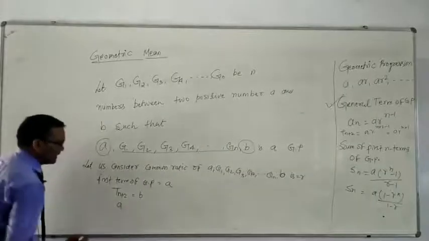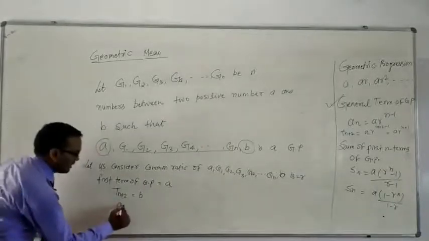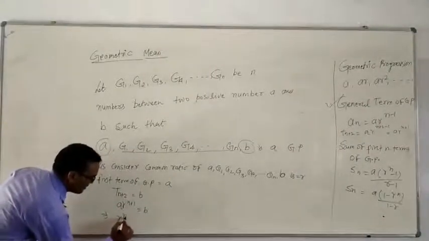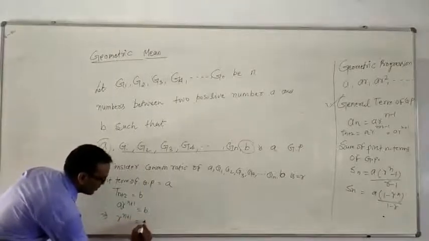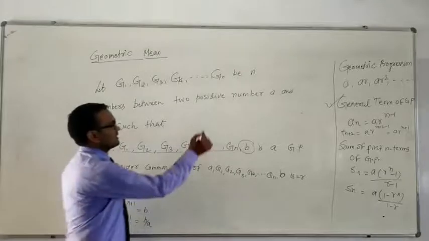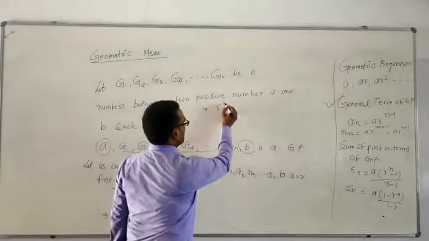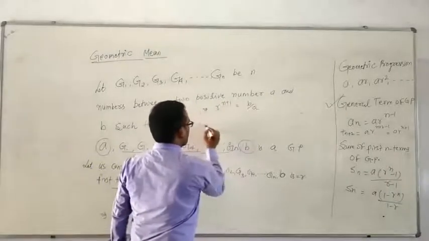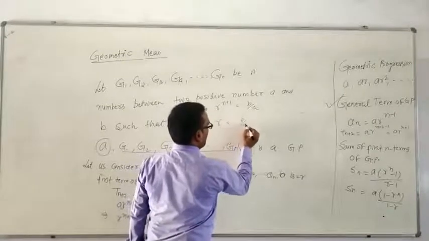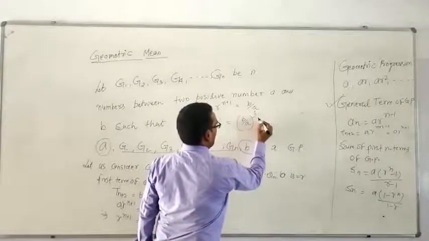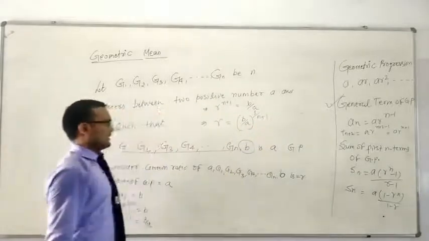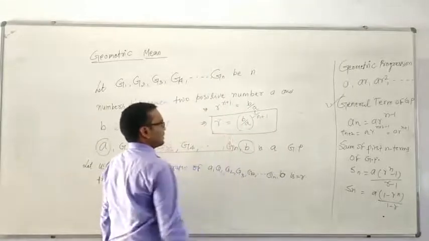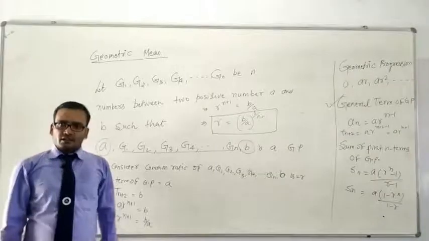Now the value of Tn plus 2, A r to the power n plus 1, is equal to B. This implies that r to the power n plus 1 equals B upon A. Then this implies that r equals (B upon A) to the power 1 upon n plus 1. Here the value of the common ratio r is equal to (B upon A) to the power 1 upon n plus 1.